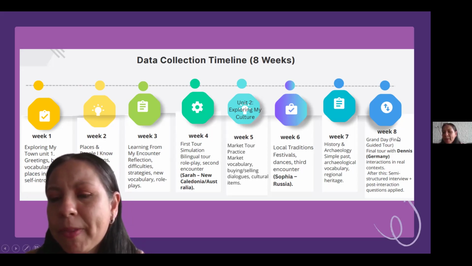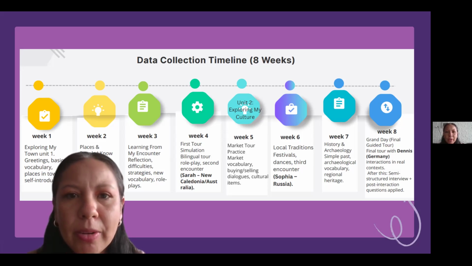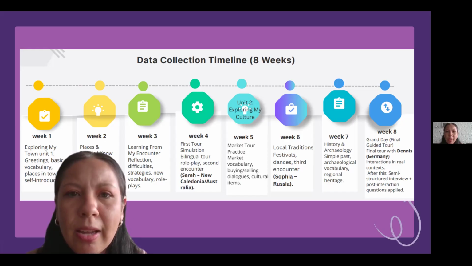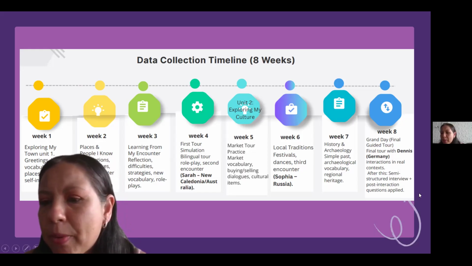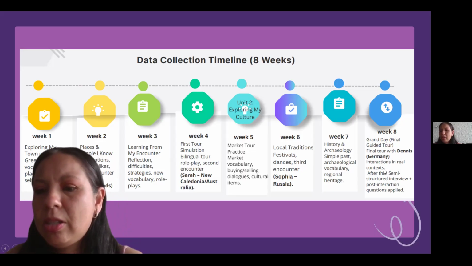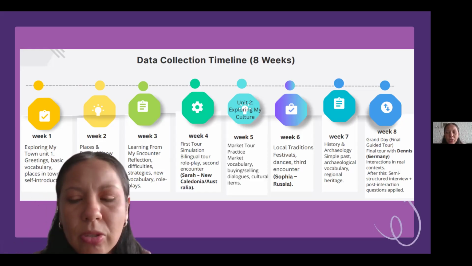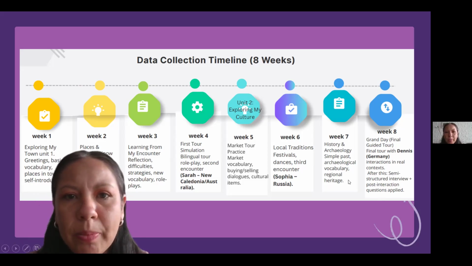The eighth week was our grand day because it was our final guided tour. Students decided to go with an interlocutor to the principal market of the region in order to show him our fruits, our products, our coffee and our sugarcane products that are in the principal market here. It was our encounter with Denise from Germany. After this, the post semi-structured interview was applied to students. And in all the 8 weeks, participant observation was also applied.